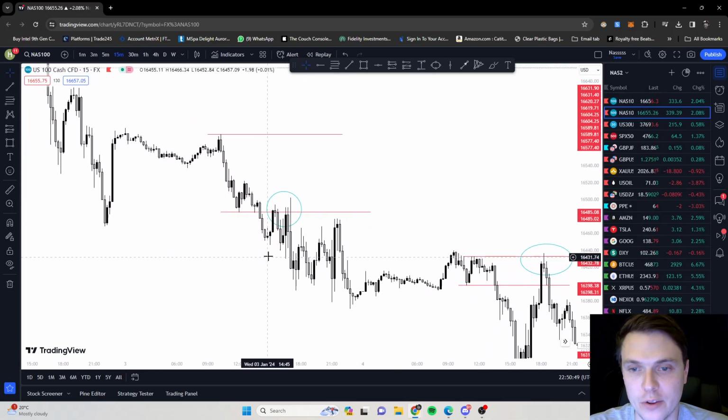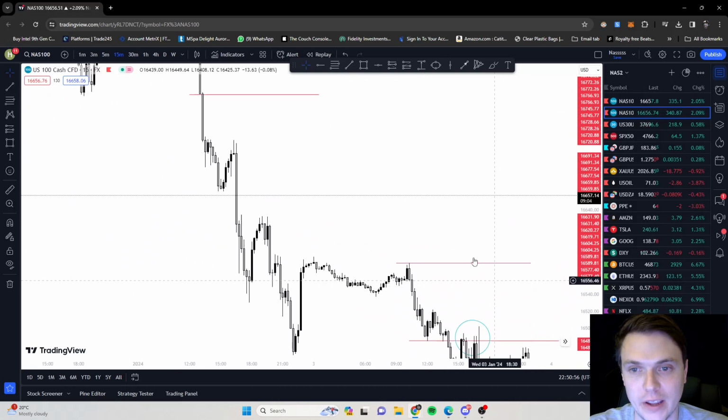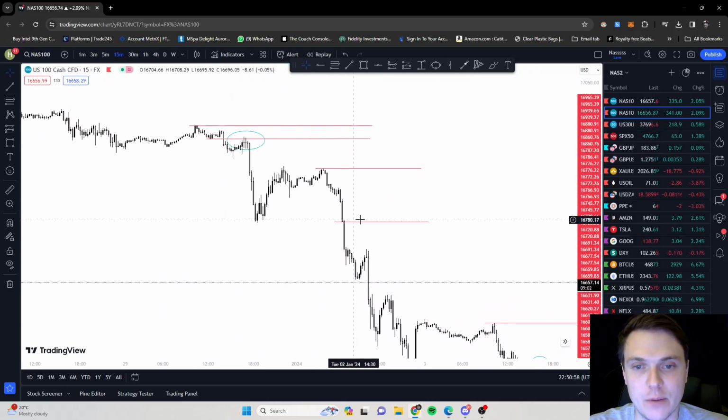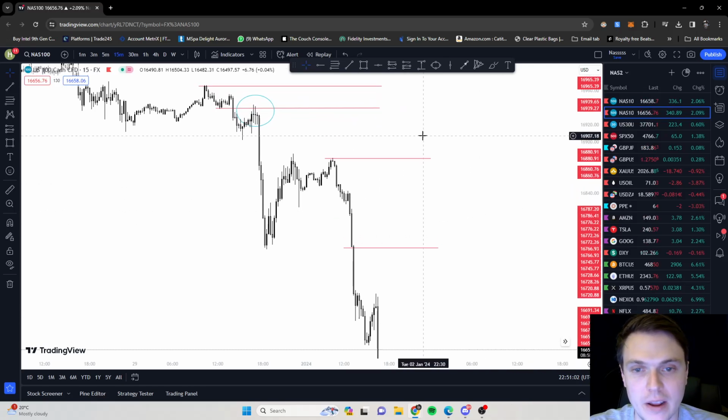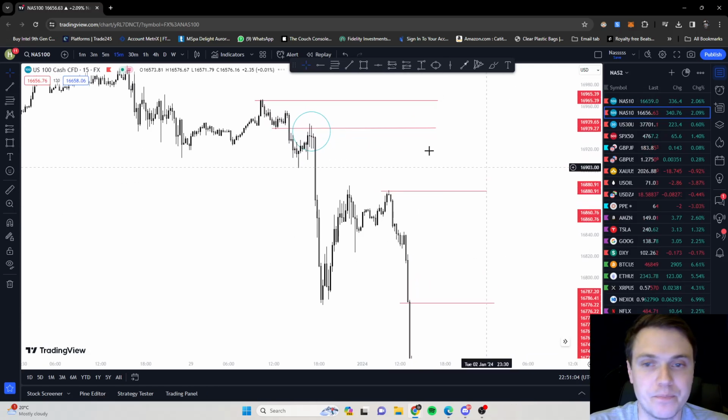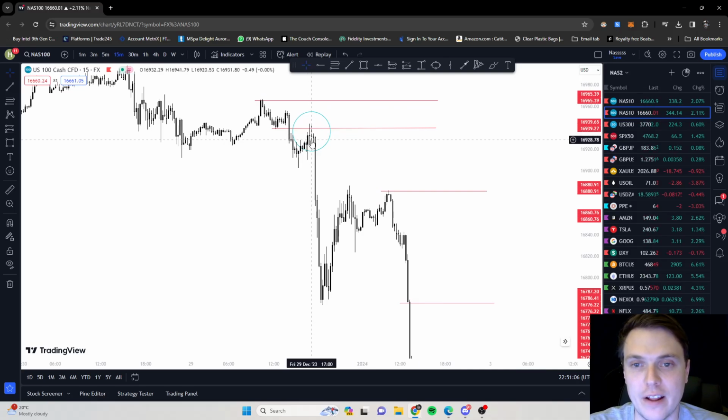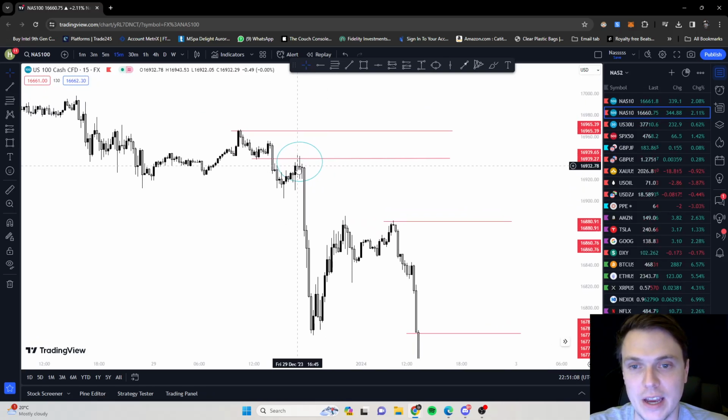Same here, it broke through to the downside and then rejected it a couple of times before falling even further. On the 2nd of Jan, we didn't have any rejections, just a straight fall, but that's fine. We're not going to get a trade every day. And then again, Friday, the 29th of December, you would see a great rejection of that bottom of that London.